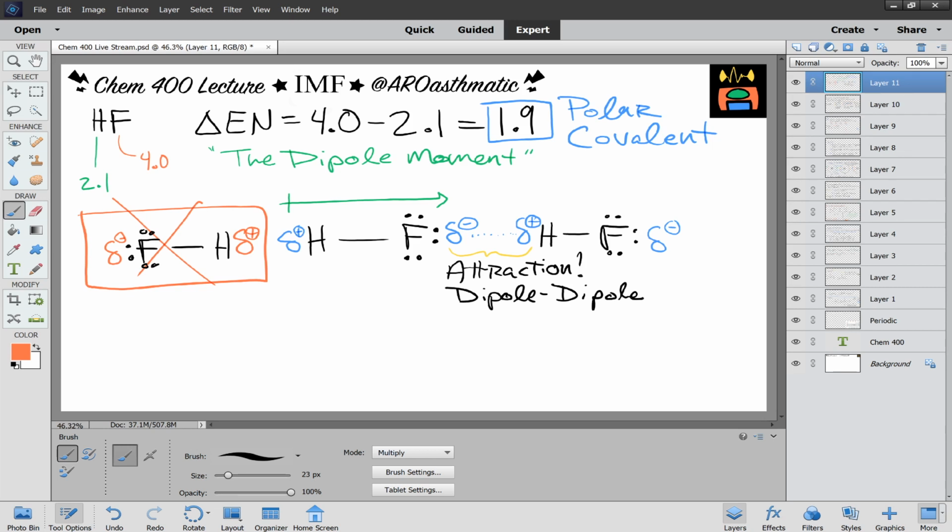You soon will see. It's actually my next example. So HF is a simple molecule. It's a very straightforward example because we only have one bond in the molecule. All right. When there's more than one bond, things can get a little tricky.